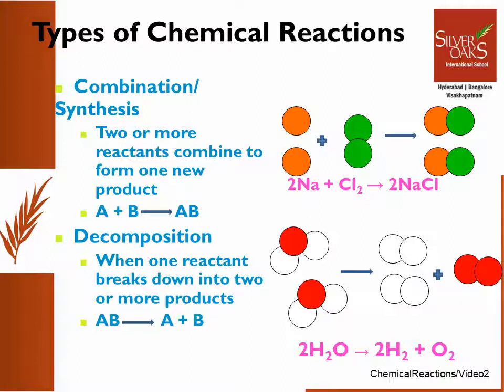On the contrary, the decomposition reaction is the one where a reactant breaks down into two or more products. So when we pass electric current through water, we see that water breaks down to release hydrogen and oxygen gases. So one compound is breaking down into two elements. Most of the decomposition reactions are endothermic reactions. They will occur when energy is supplied either in the form of heat, light, or electric current.